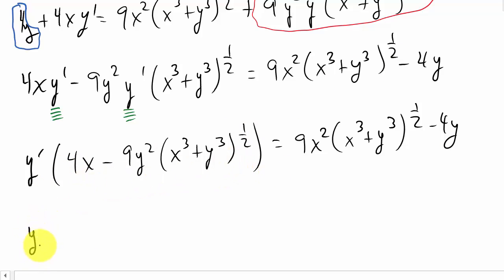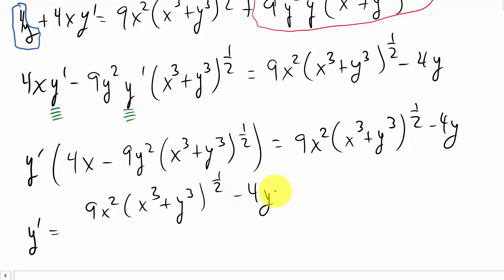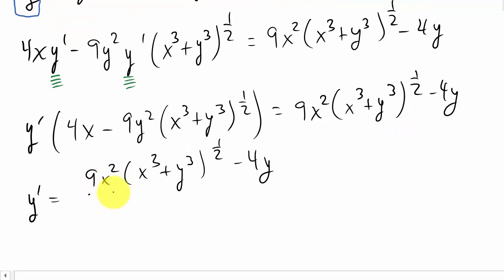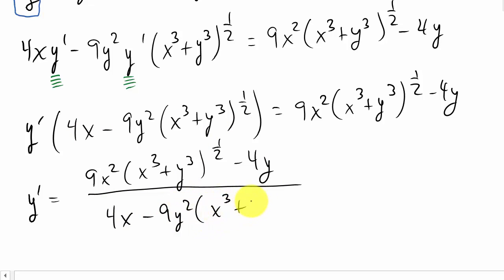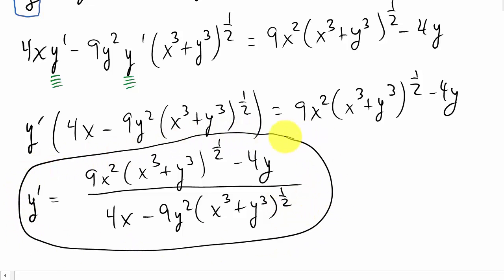So that will leave me with y prime equals 9x squared times x cubed plus y cubed to the 1/2 minus 4y, over 4x minus 9y squared times x cubed plus y cubed to the 1/2. And that's the final answer.